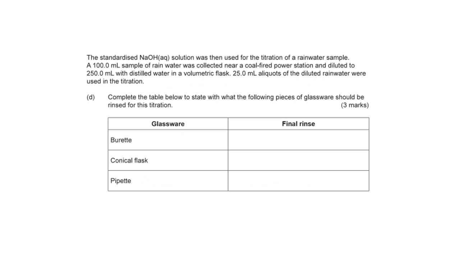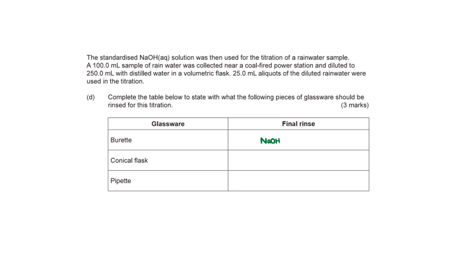Back to our theory. So what are we going to wash the glassware with? It says, carefully before we get to the rest of it, a 100 mL sample of rainwater was collected near the power station, diluted to 250 with distilled water in a volumetric flask, and 25 mL aliquots were used in the titration. So what do we wash with? Now a lot of students got 1 mark out of 3 for this. Burette, clearly sodium hydroxide. That's the mark.